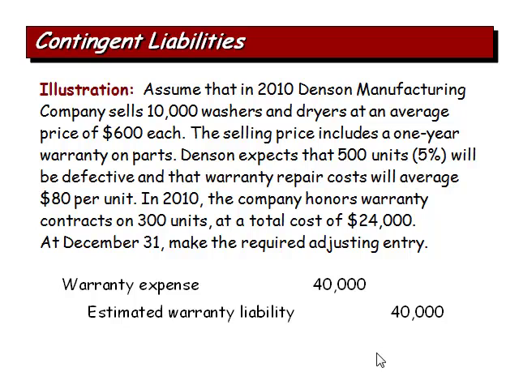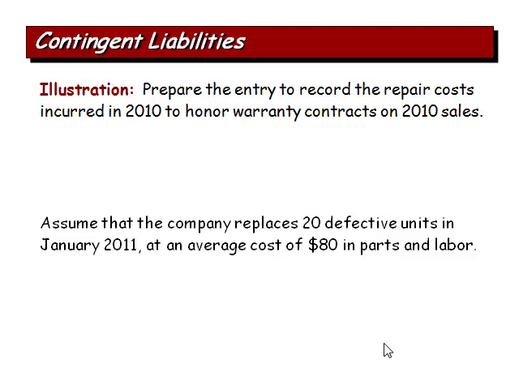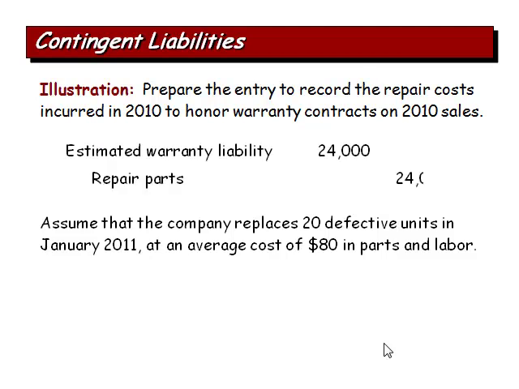Now, sometime during the year, we did honor warranties on 300 units at a total cost of $24,000. So we need to make an entry for that. And that would be to debit the estimated warranty liability for $24,000 and credit repair parts. Now, our estimated warranty liability is reduced to just the things that are outstanding for the next year.